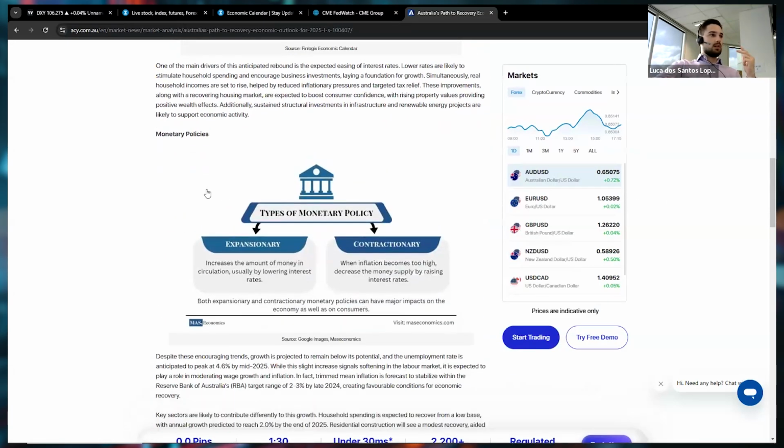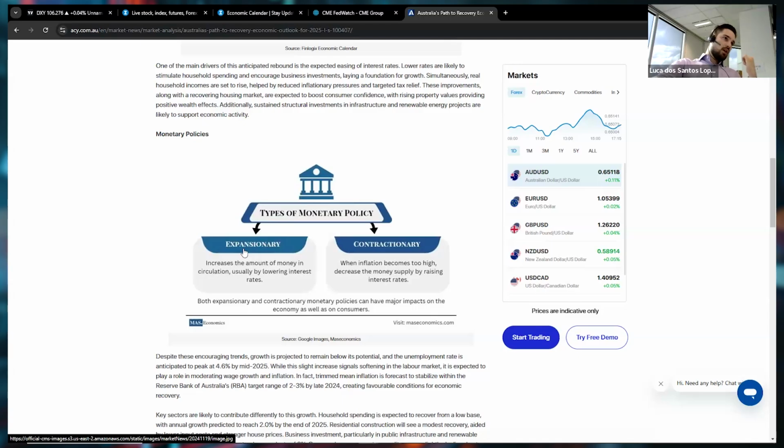Now, there are some types of monetary policy. There's the expansionary and there is the contractionary. The expansionary increases the amount of money in circulation, usually by lowering interest rates. And the contractionary is when inflation becomes too high, and it decreases the money supply by raising interest rates.